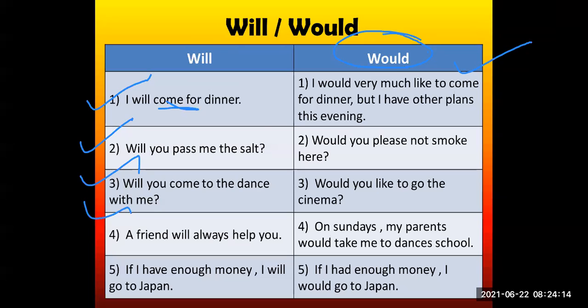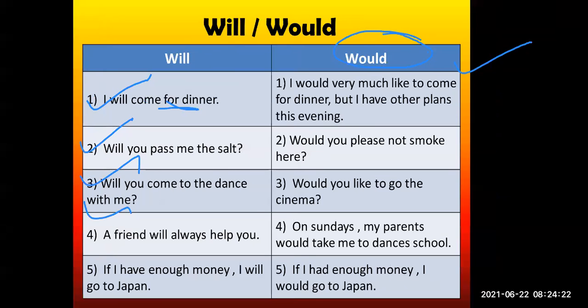Now, let's discuss the next modal auxiliary. The next modal auxiliary is shall and should.